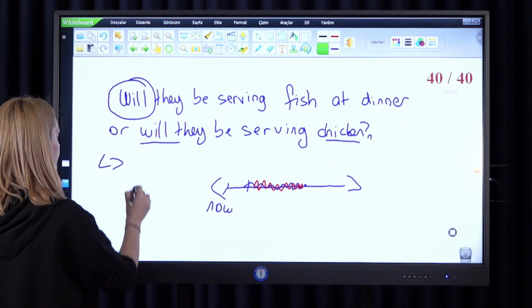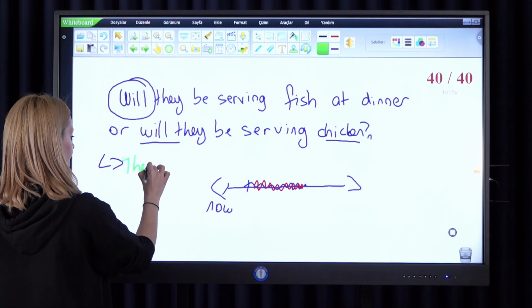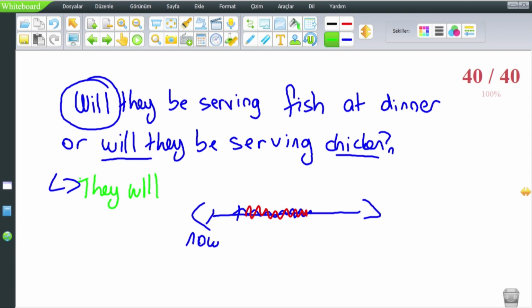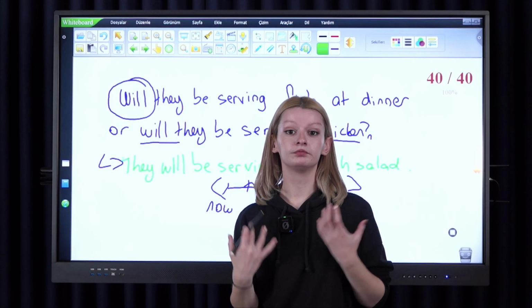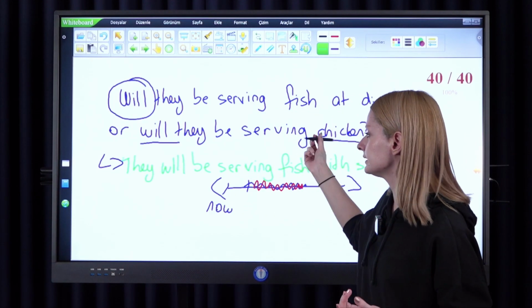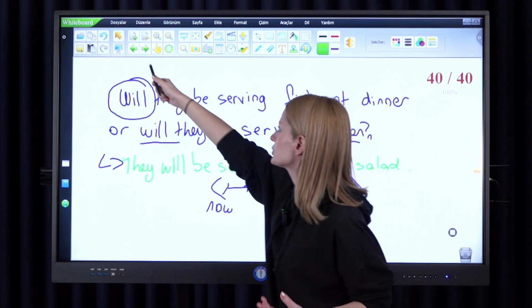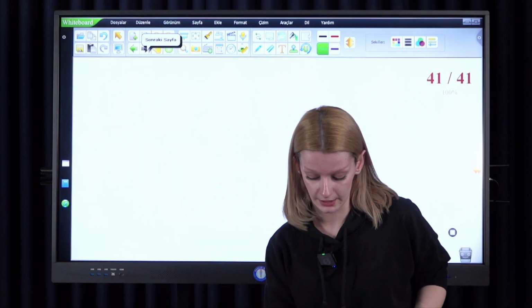I can answer like, they will be serving fish with salad. Again, my answer is a complete main clause created, built, and using future continuous tense.